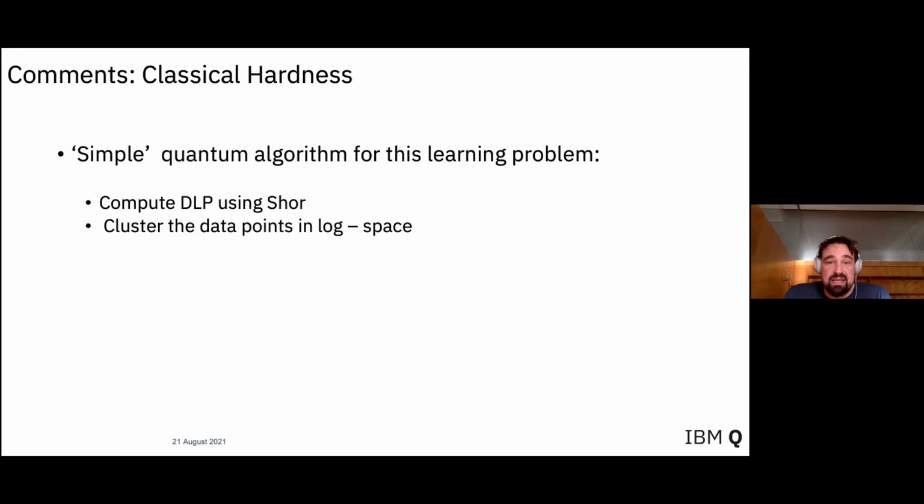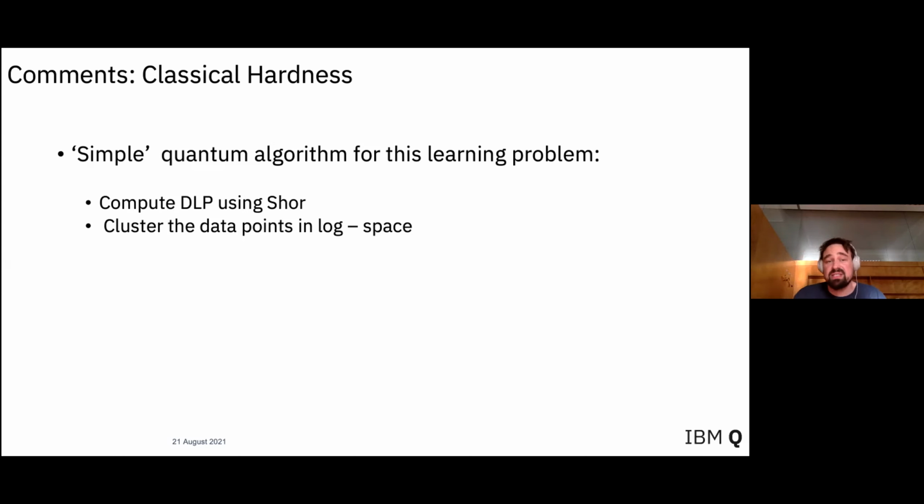The other thing is there's actually a quantum algorithm that does that too, without actually having to go through those notions of using the kernel method. Because as I said earlier, as soon as you know a way of actually doing the discrete logarithm problem, you can classify that data correctly.